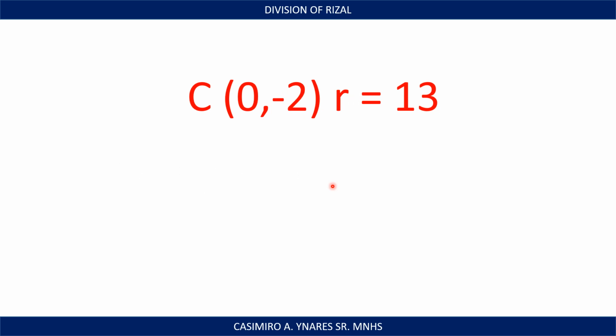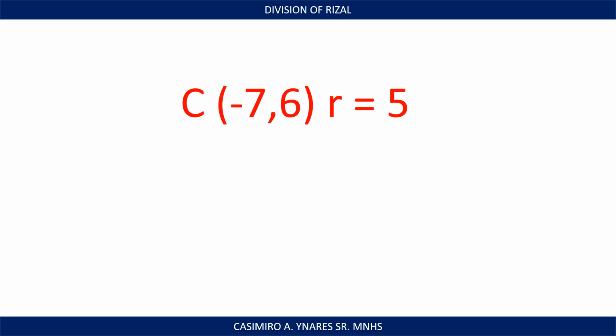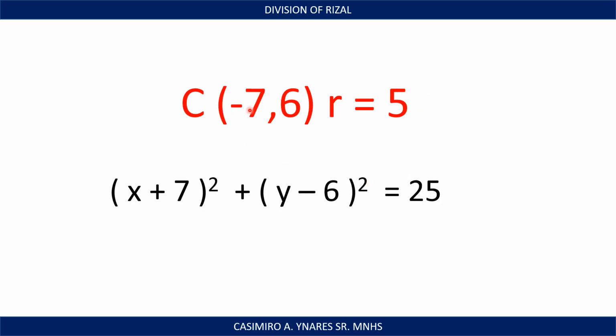How about this one? The center is 0, negative 2, and the radius is 13. Our answer is x squared plus (y plus 2) squared is equal to 169 because 13 times 13 is 169. How about this one? What is your answer? Correct. We have (x plus 7) squared plus (y minus 6) squared is equal to 20.